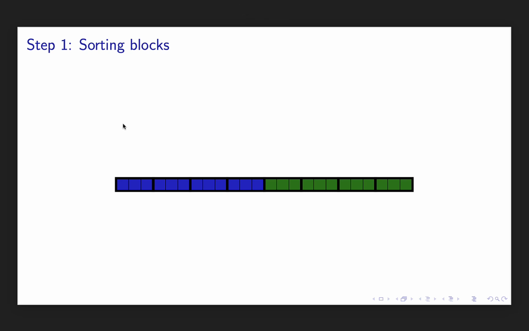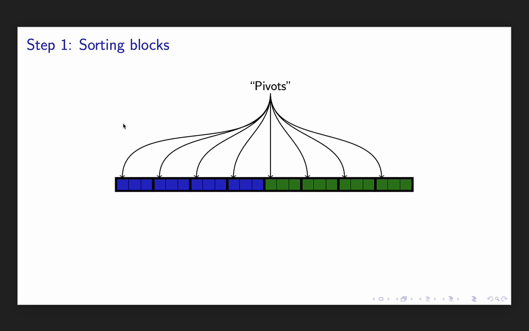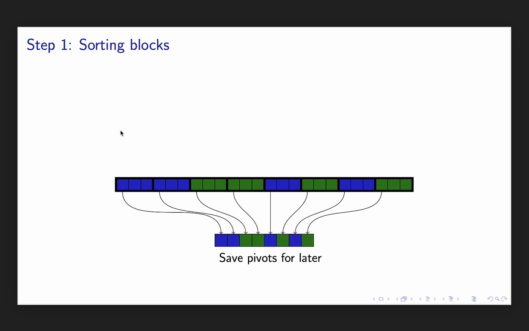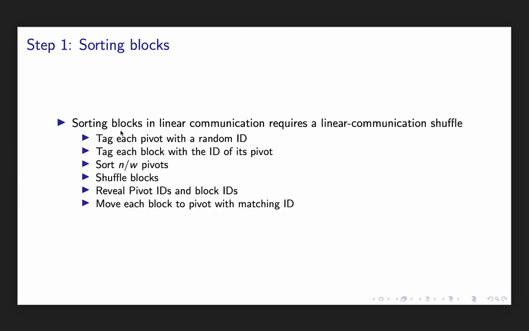And then we're going to take these elements and divide them into blocks of width W. And we're going to call the first element in each block a pivot. And then we're going to sort the blocks by their pivot. And we're going to store these pivots because we'll need them in a later step. So how do we actually sort these blocks?